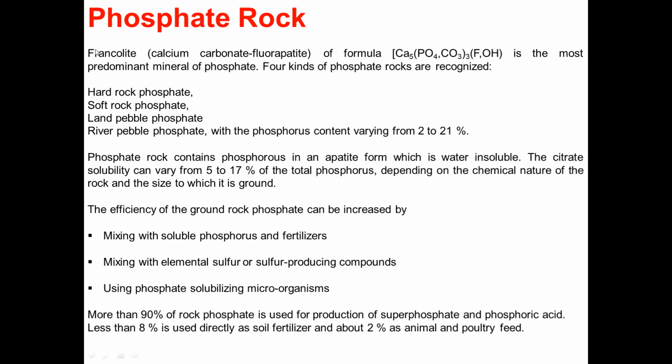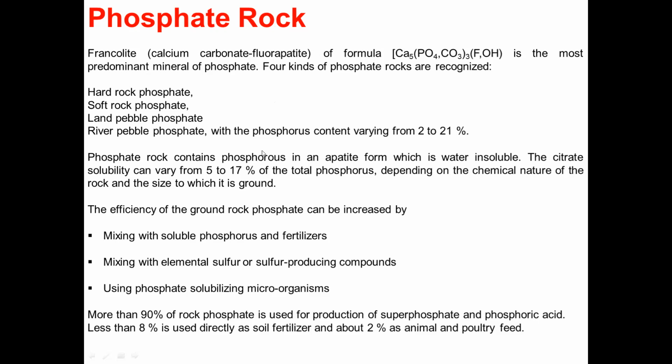Then phosphate rock, some more points. Francolite, that is calcium carbonate fluorapatite, is the most predominant mineral of phosphate. Four kinds of phosphate rocks are recognized: hard rock phosphate, soft rock phosphate, land pebble phosphate, and river pebble phosphate, with the phosphorus content varying from 2 to 21%. It is very minimal, but these are the four kinds of phosphate rocks that are recognized.